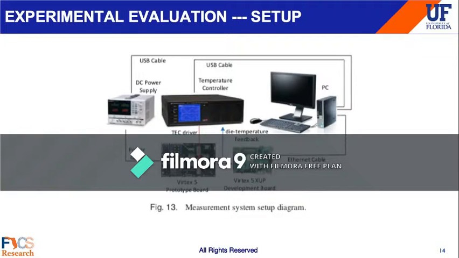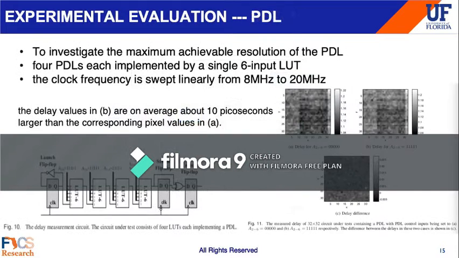Here's the setup of our measurement. First, we need to investigate the maximum achievable resolution of the PDL. Our measurement circuits here are 4 PDLs, each implemented by a single 6-input LUT, and the clock frequency is swept linearly from 8 MHz to 20 MHz. The results are shown on the right. The delay values in B are on average about 10 picoseconds larger than the corresponding values in A.